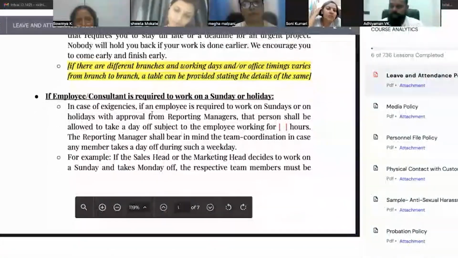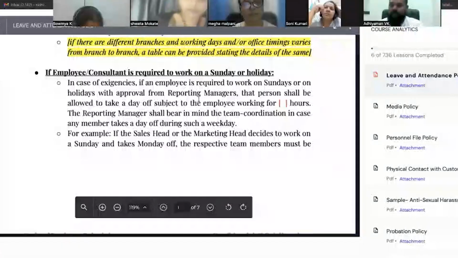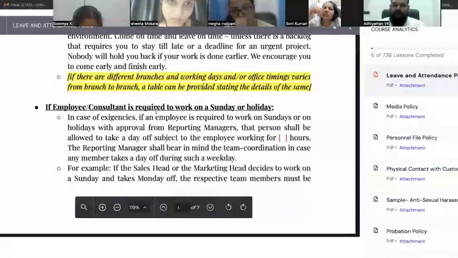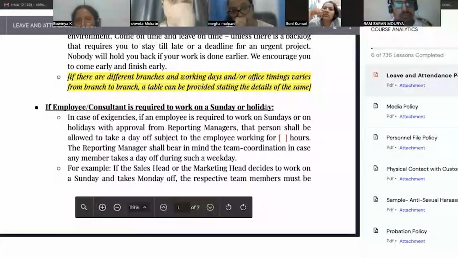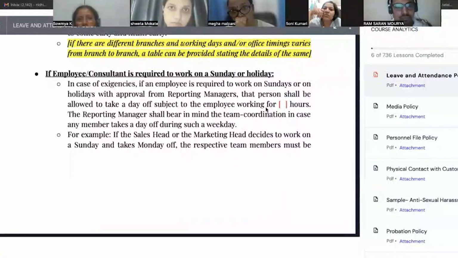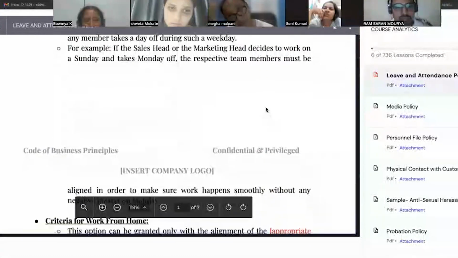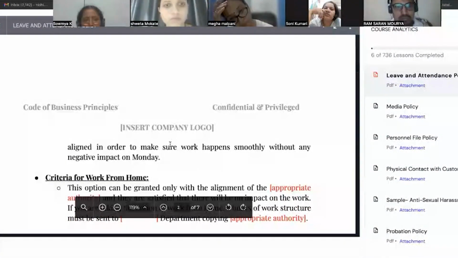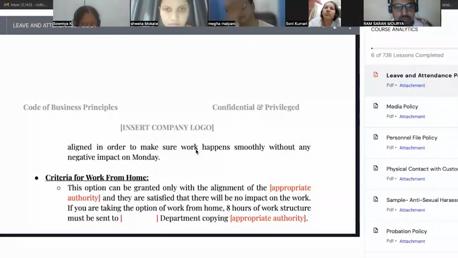And then if you are required to work on a holiday, what will happen? So this is your general condition. When is an employee generally working? Generally on working days. But if they are working on a holiday or on a Sunday, what will happen? You lay down those conditions: what is the organization offering them if they work on leaves? For example, if a sales head or a marketing head decides to work on a Sunday and takes Monday off, the respective team members must be aligned to make sure work happens smoothly without any negative impact on Monday, right? So lay down conditions. Generally, this will happen. Specific things also, anticipate and lay down.